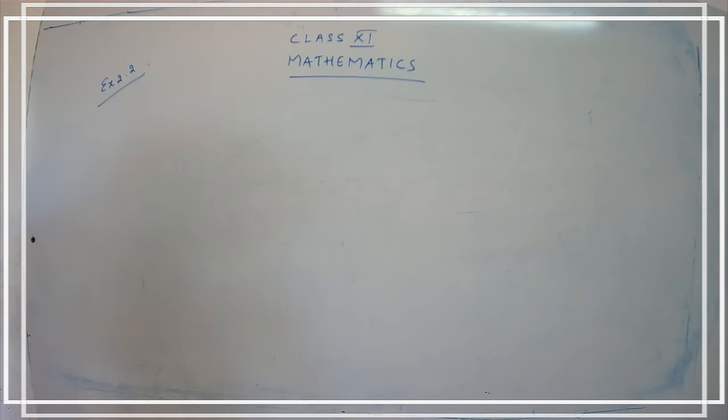Take down your classwork. Write exercise 2.2. Write on the first question, solve for x. Write on the first subpart, mod of 3 minus x less than 7. Or you can say absolute value of 3 minus x less than 7. I hope you are ready with the question.